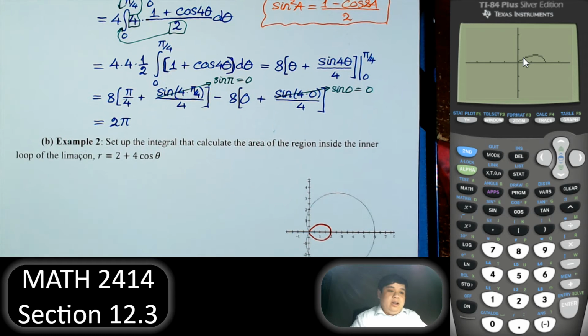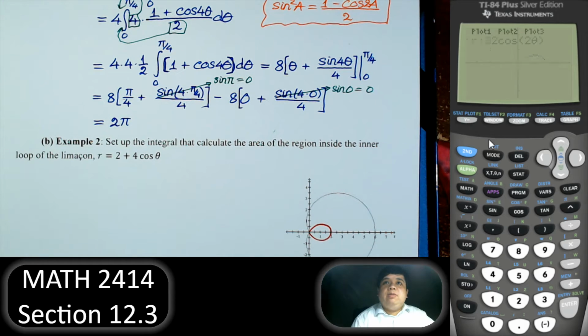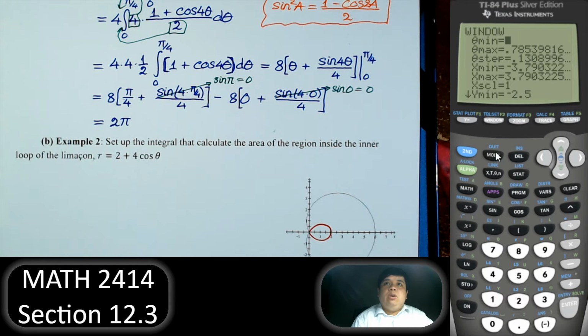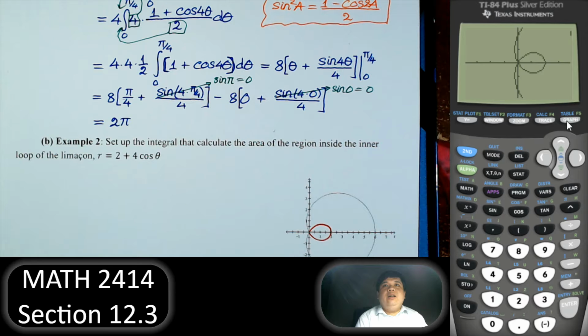Not the whole thing. But first, let's put in the function 2 plus 4 cosine theta. We might need to zoom out. Windows from 0 to 2 pi. Right. Let's zoom out.